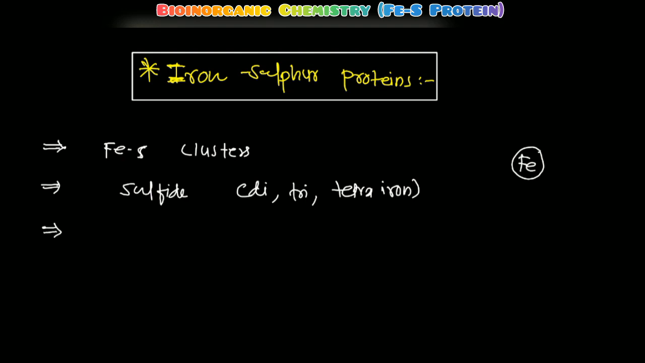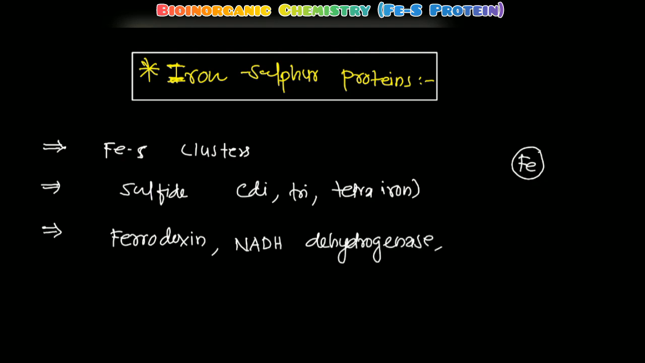Certain examples are ferredoxin. Another example also works as a catalyst. They are used as biocatalysts, for example the nitrogenase enzyme, NADH dehydrogenase, and hydrogenase.